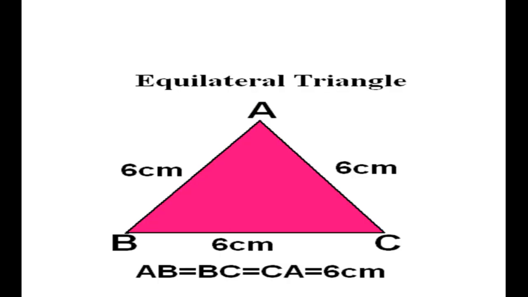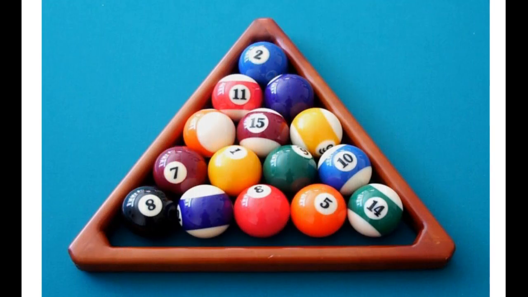So let's take an example of measurement. So we are having ABC triangle where AB is 6, BC is also 6 and AC is also 6, that is AB, BC, CA. All three are equal to 6 centimeter. So here is an example from the daily life. I hope you all have played snooker. So this triangle in which all the balls are kept, this is an equilateral triangle.